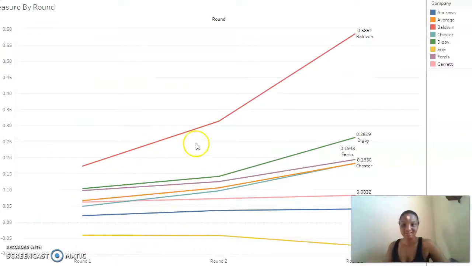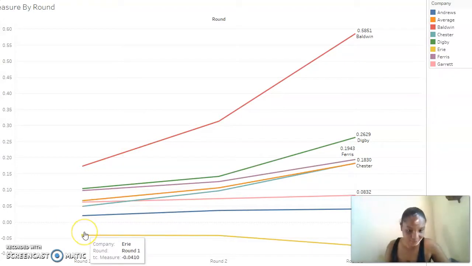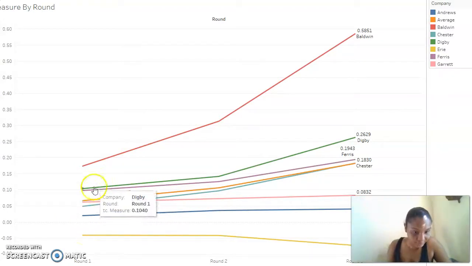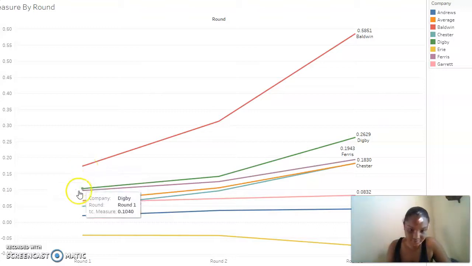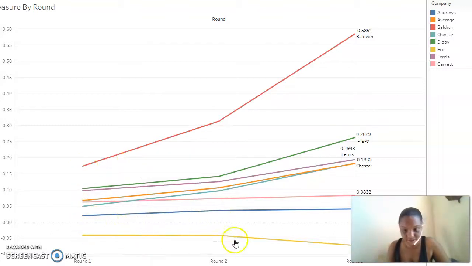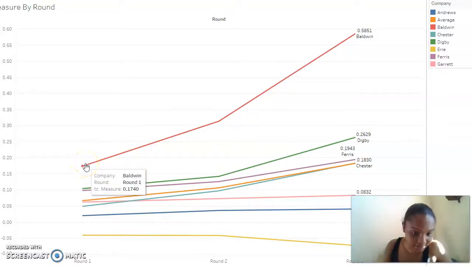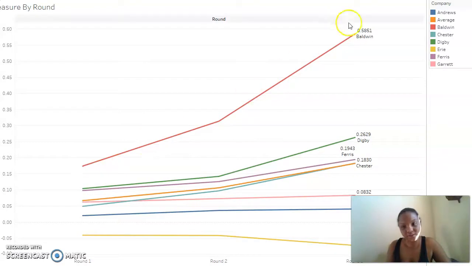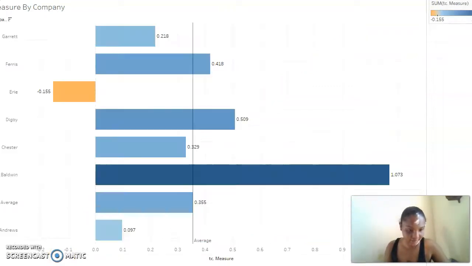So this is like they call it a timeline. So round one, everyone's kind of pretty much low. But then as you get into round two and round three, you notice it starts to increase slightly. It looks to me like company Baldwin, of course, has the highest TC measure at round one, and then of course they dominate in round two and three. And like in this last one, Baldwin was high.